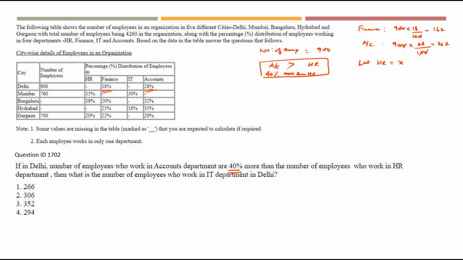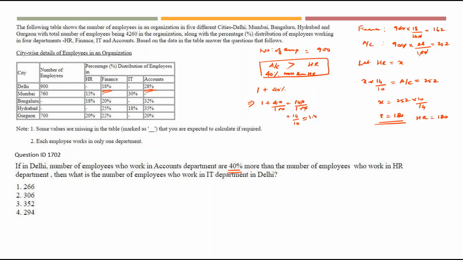The number of employees who work in the accounts department, this count 252, is 40% more than the employee count in the HR department. Here 40% more can be described as 1 plus 40% of that 1. 1 plus 40 by 100 gives 140 divided by 100, which ends up as 14 by 10. So X into 14 by 10 equals the accounts department employee count, which is equal to 252. So X is equal to 252 into 10 by 14. So X is equal to 180. The number of people in the HR department will be 180.